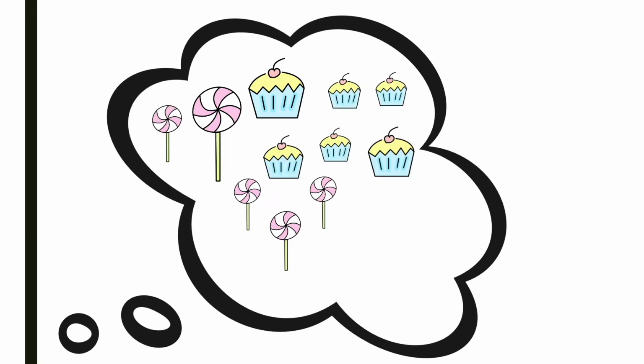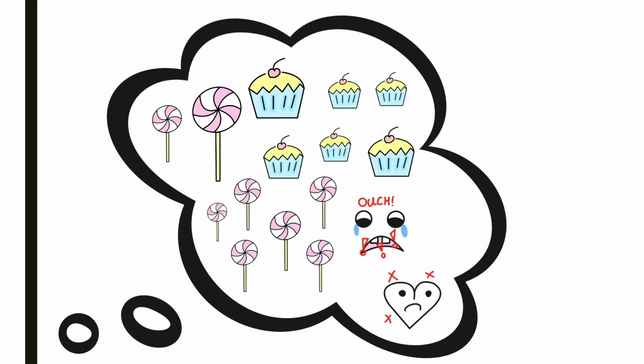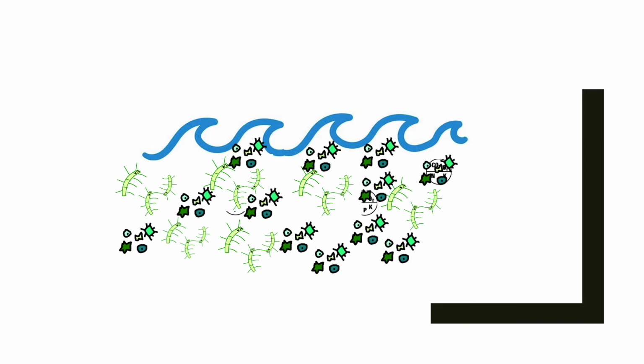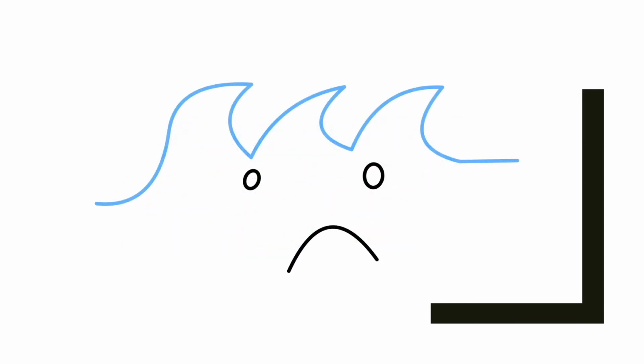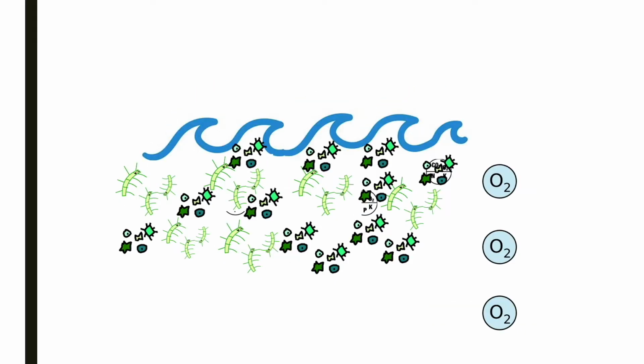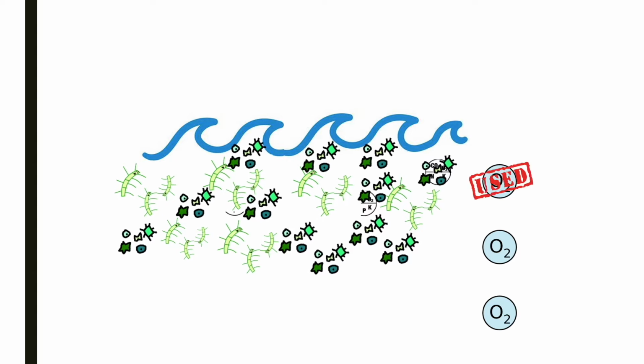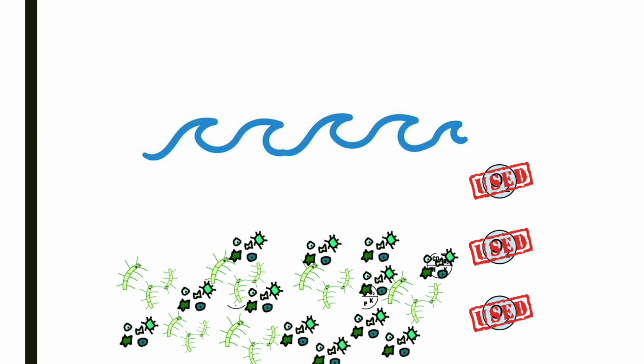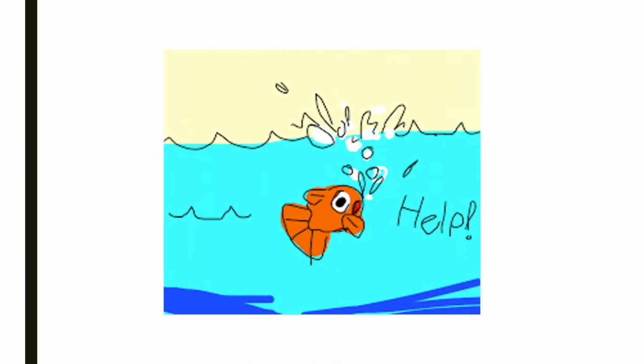Think about it this way. Sugar is fine in moderation, but bad for your teeth and overall health if you have too much. In the same way, too many nutrients can cause supercharged growth of algae, which is bad for the ocean's health. This is especially true when all the algae dies because it takes up a lot of oxygen as it decomposes. This is what leads to something called dead zones, areas where very little oxygen exists, which results in animals moving or dying.